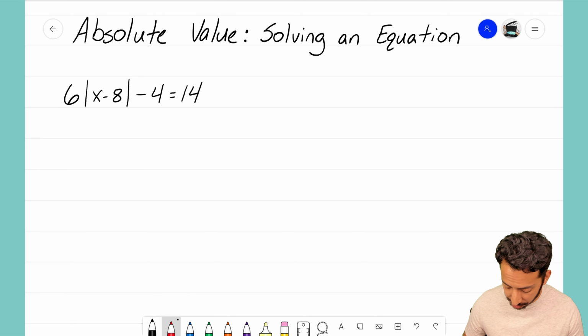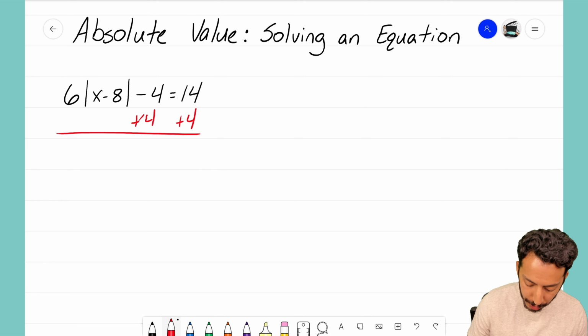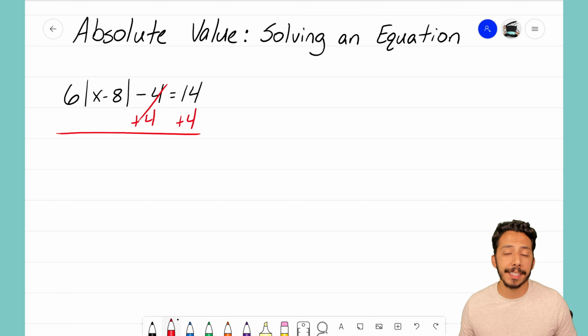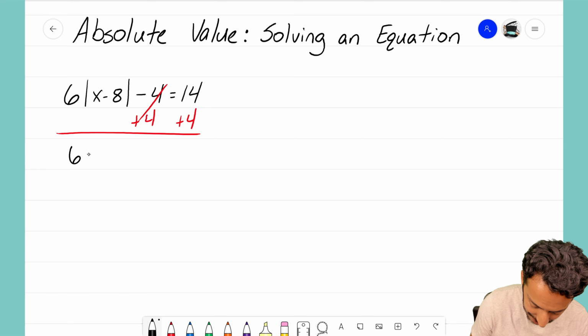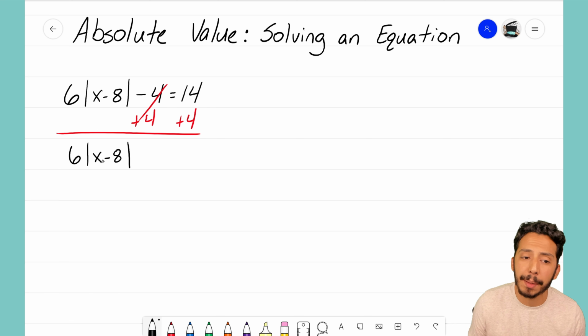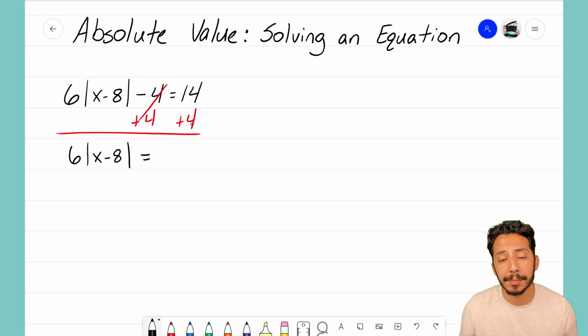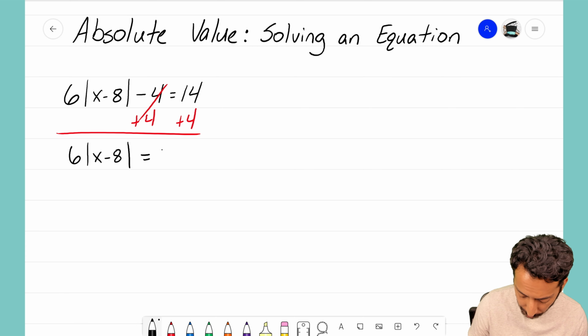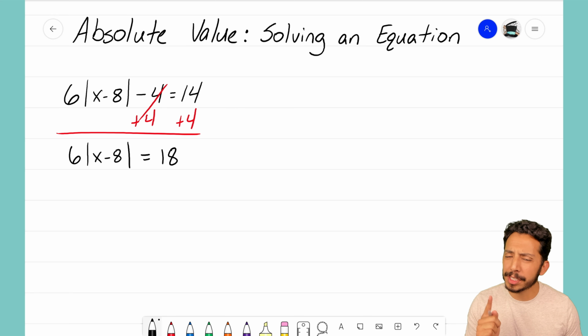The first thing I'm going to want to do is add 4 to both sides, because I want to remove that negative 4 on the left side. I'm going to zero those out and I'm just going to be left with 6 times the absolute value of x minus 8, and it's going to equal 14 plus 4. 14 plus 4 makes 18. Notice that now we have a much simpler equation. Not as simple as we can get it, but very close.